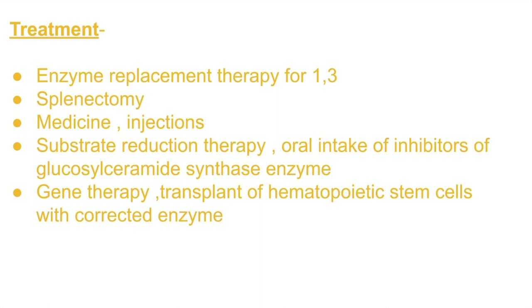In other cases, you can give the patient a corrected enzyme, right? So for this we use gene therapy, transplant of hematopoietic stem cells which can produce the corrected enzyme. So the first one is enzyme replacement therapy, and the second one is giving corrected enzyme. That means gene therapy, transplant of hematopoietic stem cells with corrected enzyme.